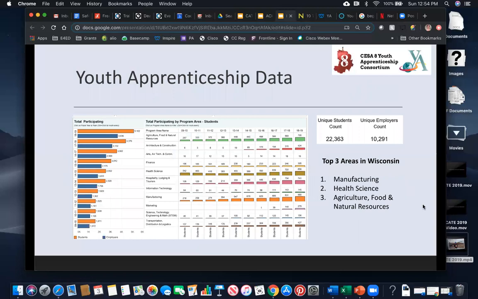We can see that at this time, we have 22,363 youth apprentices out working in the state of Wisconsin, and that is with over 10,000 unique employers. So there are a number of employers that have more than one youth apprentice. The 3 top career clusters in which our youth apprentices reside right now are in manufacturing, health science, and the agriculture, food, and natural resources areas.